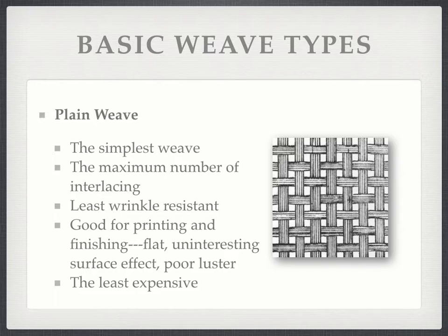A plain weave has the maximum number of interlacings, which makes it pretty good for snag resistance and then a low tearing strength. Negatives with a basic weave, the plain weave, is that it's not as wrinkle resistant, and it has a really uninteresting surface. That can also be a positive sometimes because that makes it really good for printing and finishing. Another positive of the plain weave is that it's going to be the least expensive of all the weaves. This is going to be the most popular weave type that you see.